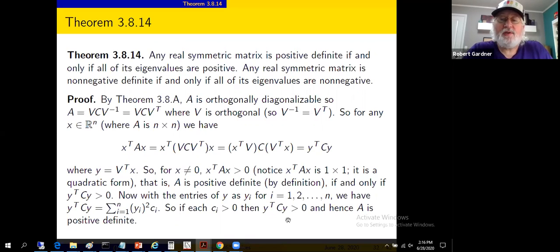But I know that's equal to an x transpose Ax quadratic form as well. And so we'll get that this x transpose Ax is greater than 0 from this property here. That is, A is positive definite. So if the c sub i's are positive, then A is positive definite.